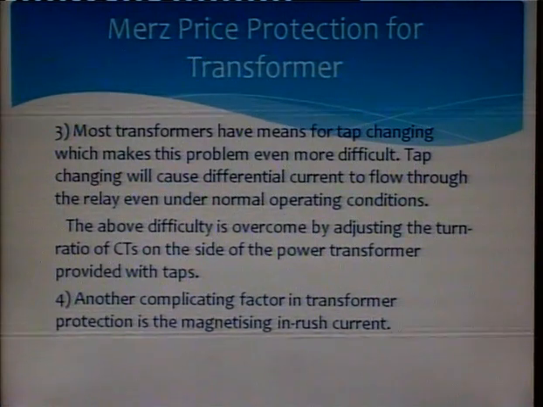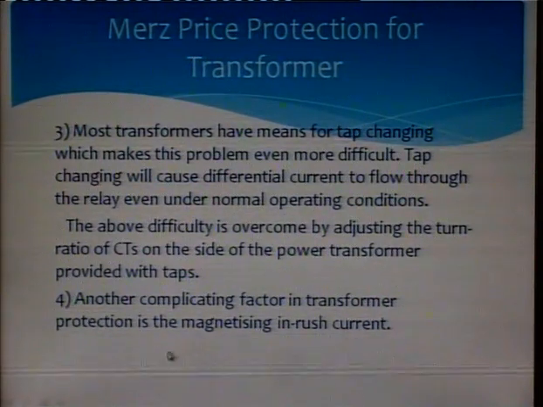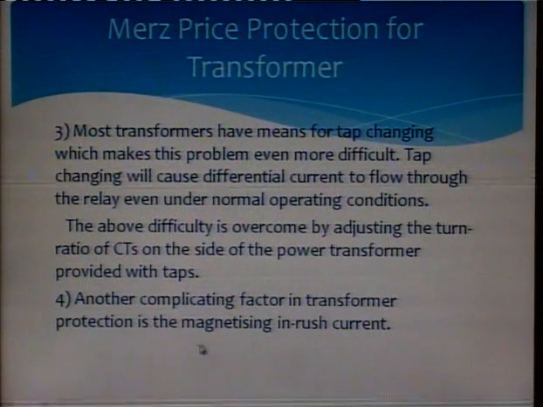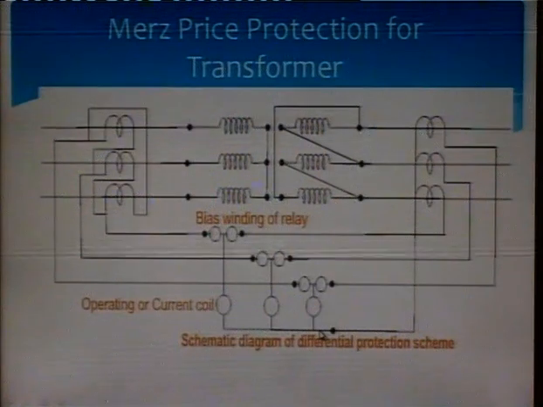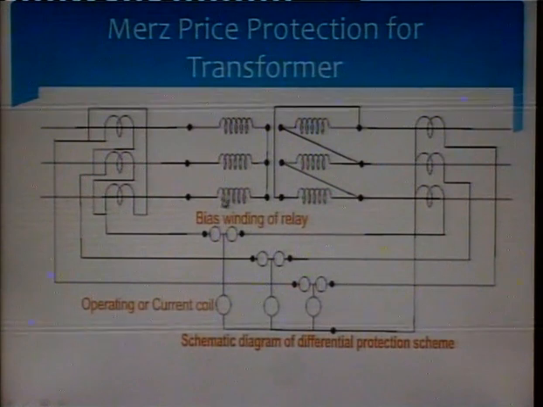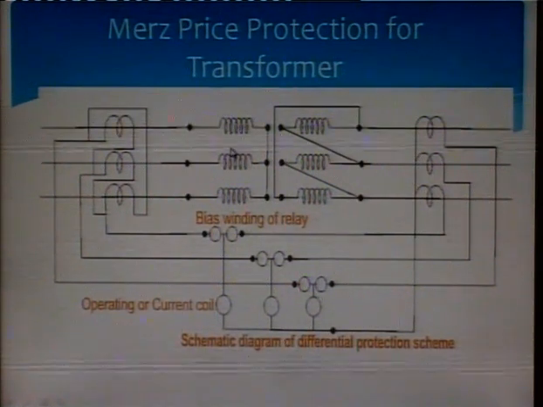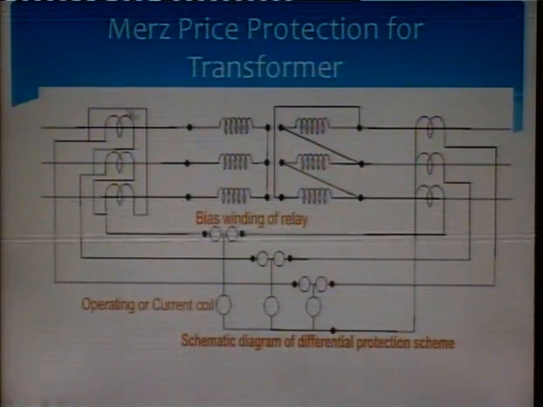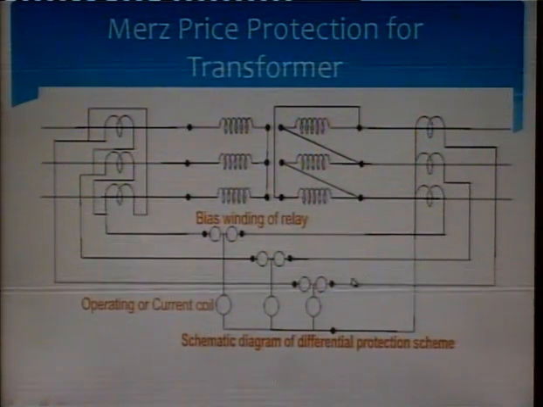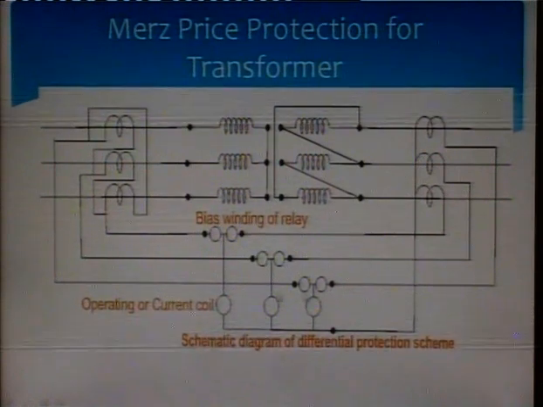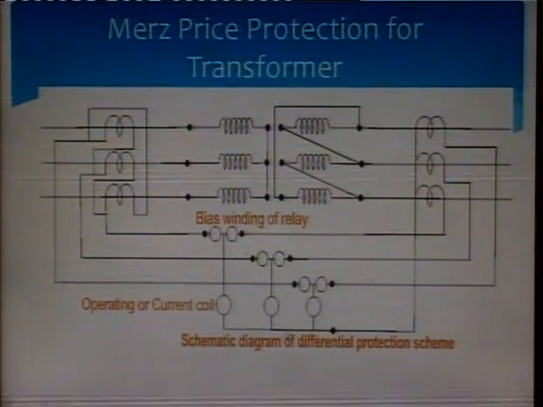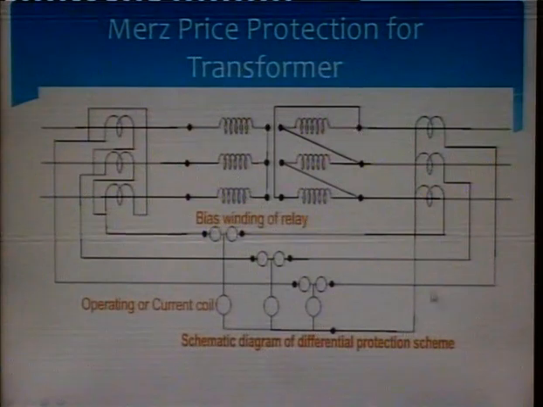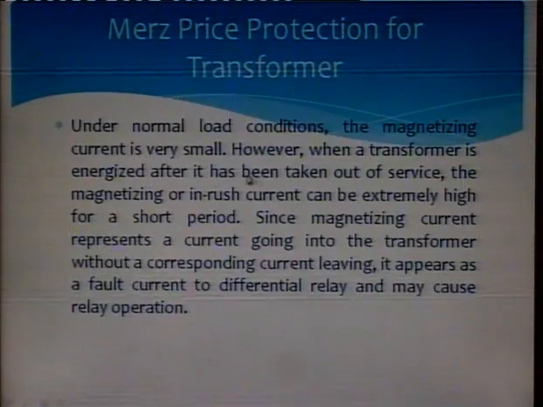And the last problem is that there is magnetizing inrush current in the transformer. So, this is the Merz-Price protection of the transformer. Here we have used a star-delta transformer, and for this we have used delta-star CTs. Now, these are the pilot wires. Here we have connected the relay coils, and they are connected to the trip circuits.